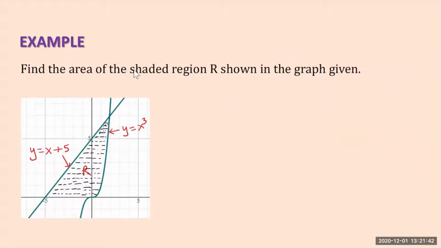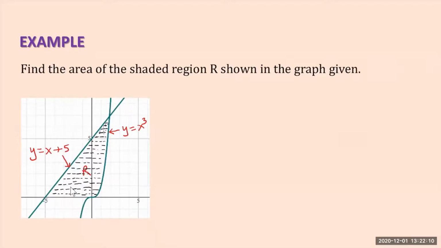Example, find the area of the shaded region R shown in the graph below. So here we have a function y equal to x plus 5. Here is the other function, which is y equal to x cubed. We want to find the area enclosed by these functions. Find the area of the shaded region enclosed by these two functions and also the x-axis. So we want that area R.